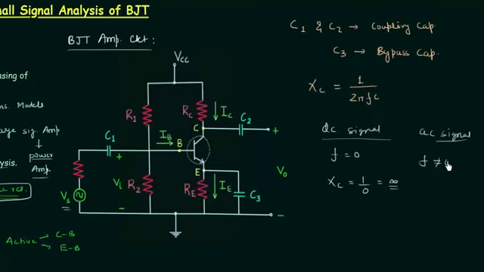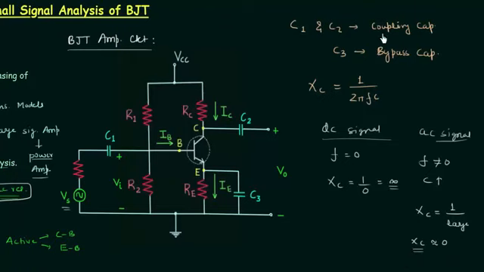In case of AC signal, frequency is not equal to 0, and I have already told you the capacitance for all three capacitors is very high, and because of this the expression of reactance will have some large value in the denominator, and Xc is nearly equal to 0. So for AC signal, the reactance offered by the three capacitors is nearly equal to 0. The reactance is the resistance offered by the capacitor or the inductor.